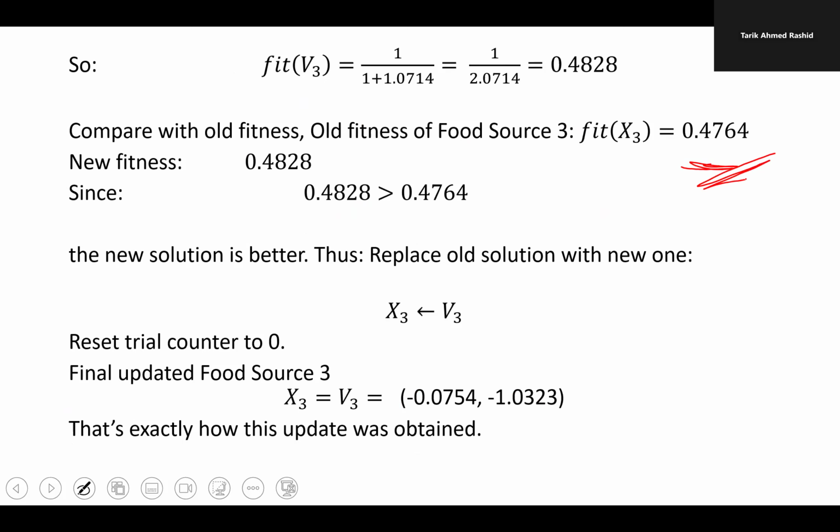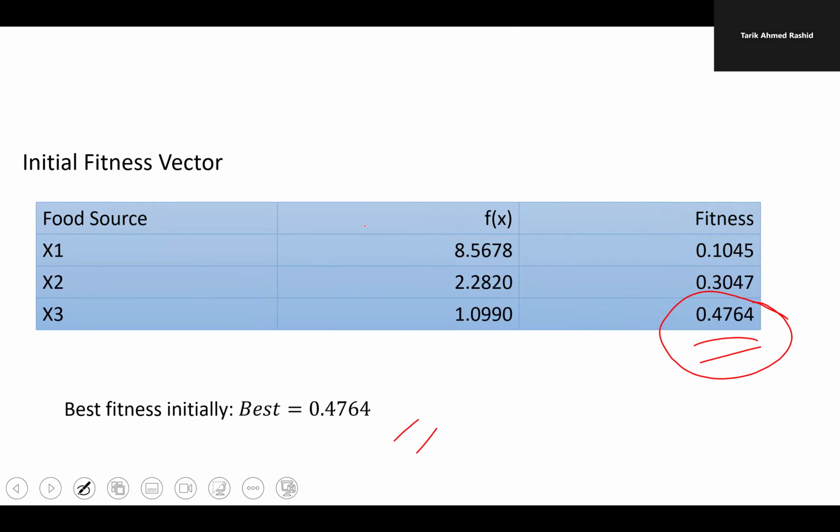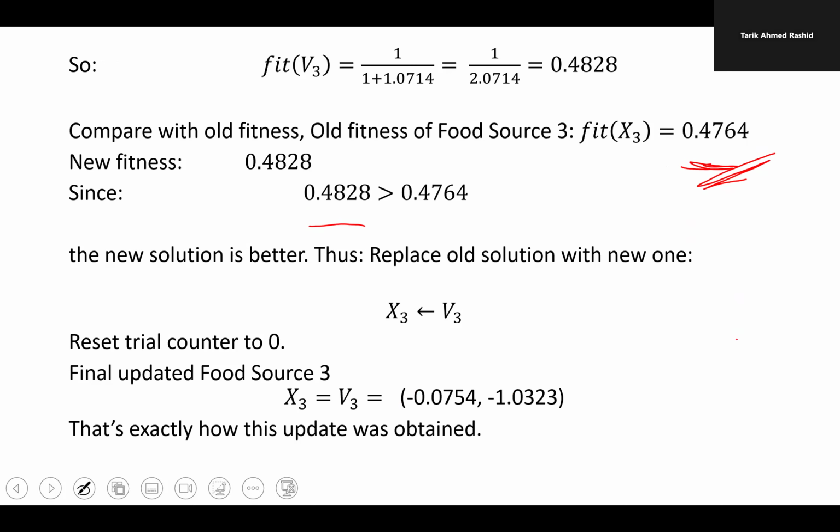We will get 0.7464. We compare it with earlier fitness of the food source, which was 0.4828. So here, 0.4764. That's initial, which is this one. And that is the results that we have. That's what we got, the new one, and that's the old one. So the new one greater than the old one. So there is a better solution, an improvement.